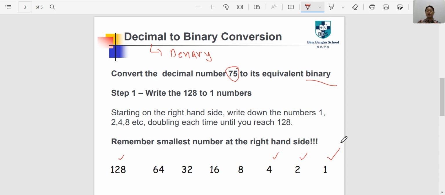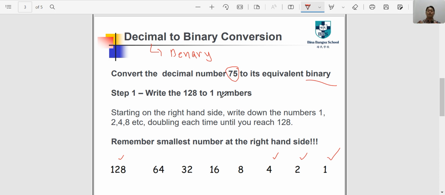Take note, you're just going to write all of these numbers because it's considered a weighted method. And you will soon discover why it is considered a weighted method. Each digit of a binary number actually has a weight.